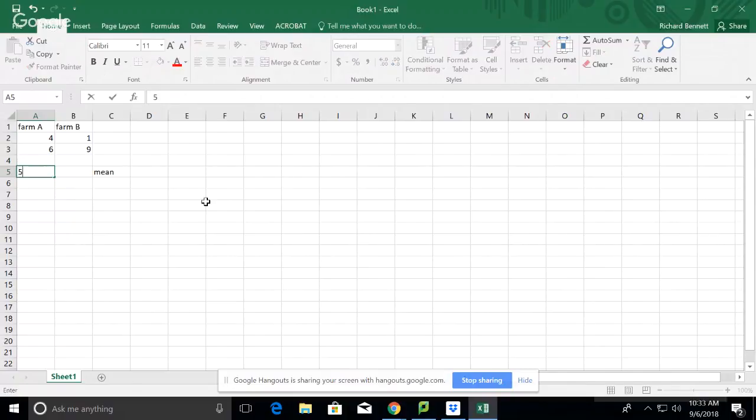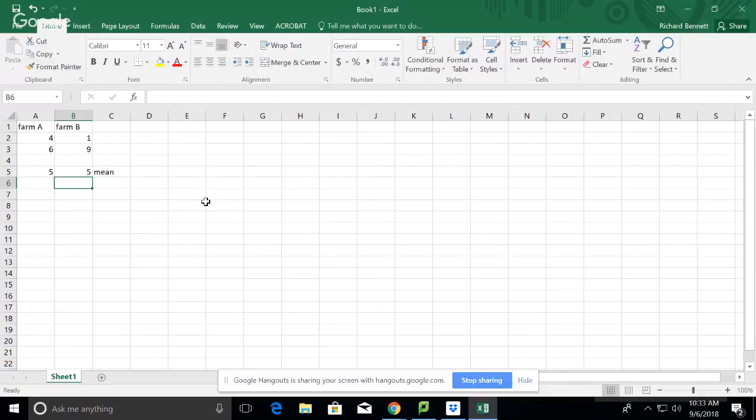5. And the mean of farm B? 5. You didn't even use your calculator. That's awesome. Okay. So if we look at this, the quote unquote average potato size is exactly the same, right? So would you agree with me that it doesn't really matter which farm you buy your potatoes at, right?